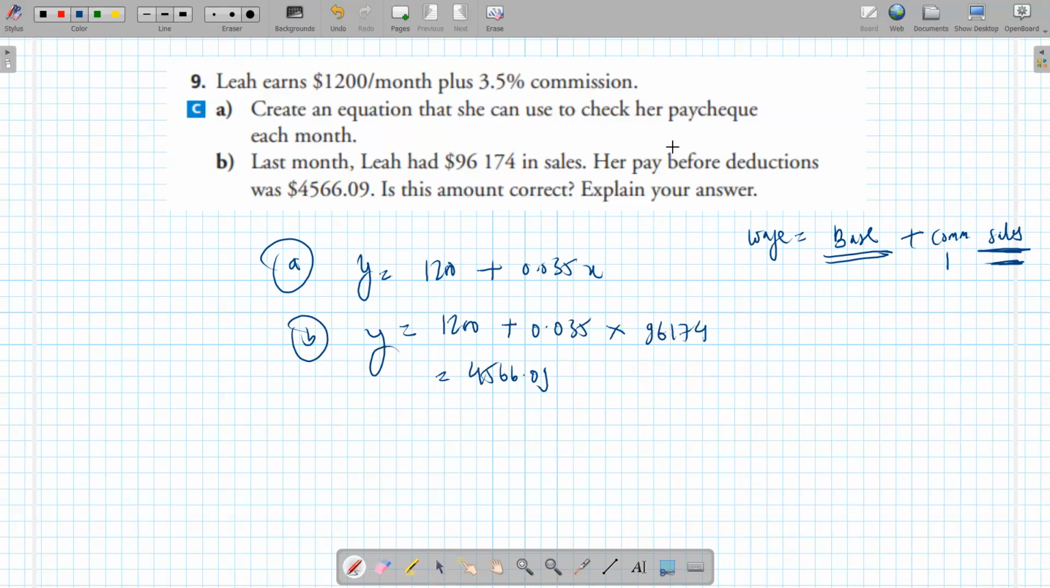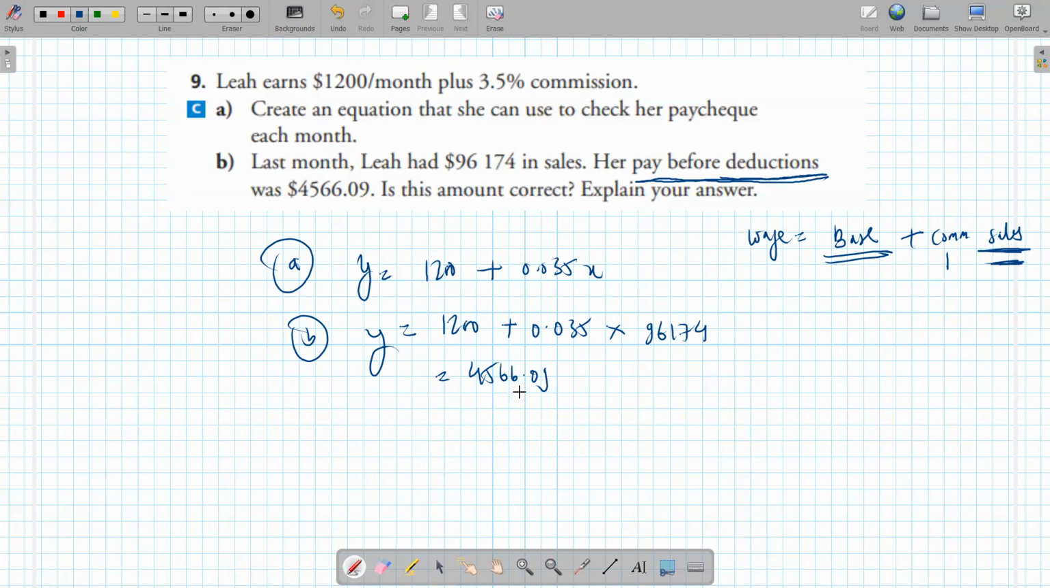So here, look at this. This is not a math question, but what does this mean? Before deductions, what's going on here? What does that mean? What are we deducting? Why is that word even there? So what happens is, you see this? This is the money that she earned this month, yeah?